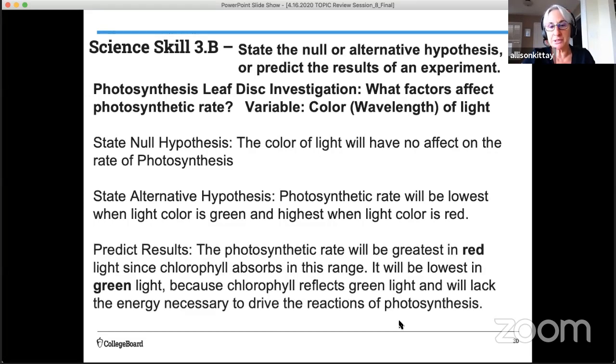And to predict the results, the photosynthetic rate would be greatest in red, since chlorophyll absorbs in that red range. It will be lowest in green because chlorophyll reflects green light and will lack the energy necessary to drive the reactions of photosynthesis.